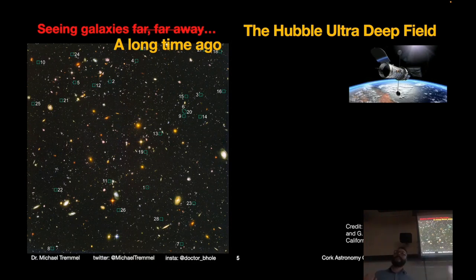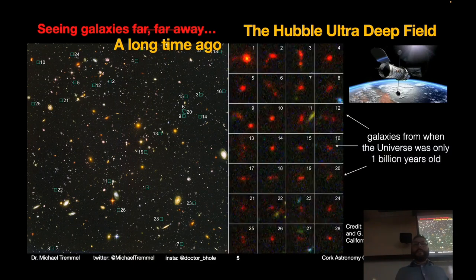And if you have a trained eye and can stare at this image for a really long time, you can pick out some of these red little blobs in this image. All these red little blobs, which might not look particularly impressive, they might not have your big spiral arms or anything like that, these are ancient galaxies from when the universe was not even a billion years old. Okay, so images like this are incredibly important because we can see these galaxies, the universe, as it was a really long time ago when the universe was still very young.